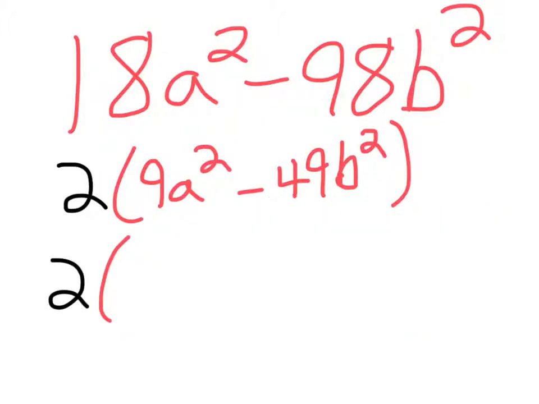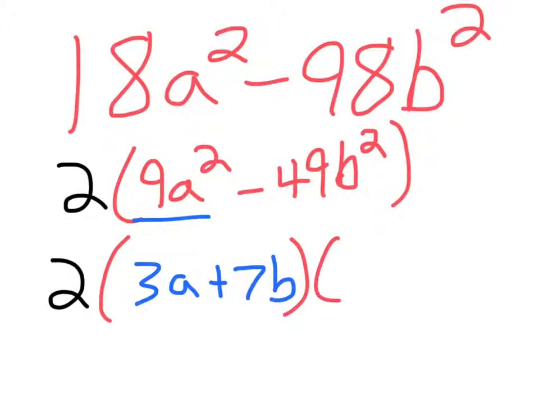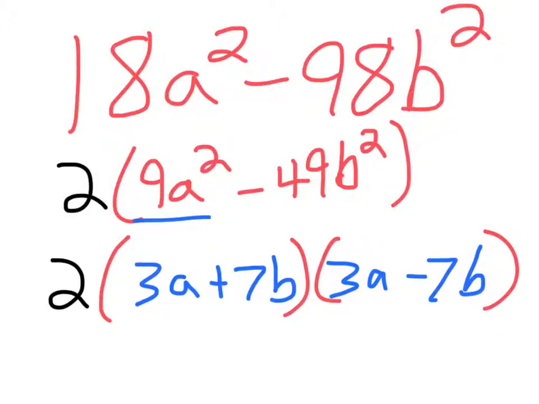What we have after we factor out a 2 is still factorable, because this is 3a being squared and this is 7b being squared. So we can make a new parentheses. This can be 3a plus 7b, and another parentheses I can multiply is the same thing, but with a minus. That way, when you multiply them out, you'll add up and combine like terms, and things will cancel out.